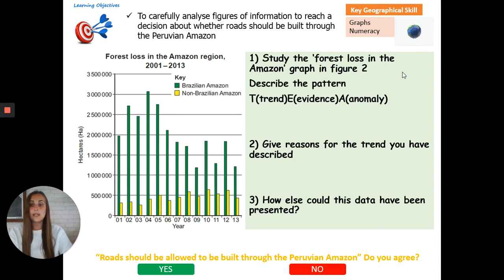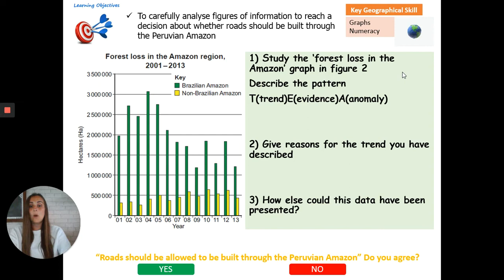So this graph is going to help us to decide whether we think that even more trees should be allowed to be chopped down to make way for roads and road networks across Peru and the Amazon rainforest in Peru. So this graph shows, you can see there's a key up at the top. The green bars show the Brazilian Amazon, and the yellow bars show the non-Brazilian Amazon. And what these coloured bars show is how much forest has been lost in that region between 2001 and 2013.